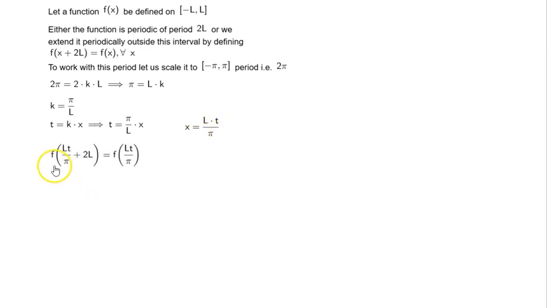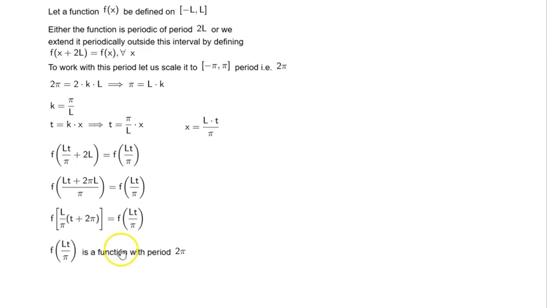So, our function becomes f of Lt by pi plus 2L is equal to f of Lt by pi. Let's combine these two. We get f of Lt by pi plus 2 pi L by pi is equal to f of Lt by pi. Now let's take out commonalities: f of L by pi times t plus 2 pi is equal to f of Lt by pi. So f of Lt by pi is a function with period 2 pi, which implies that f of Lt by pi can be expanded to a Fourier series in the interval minus pi to pi.